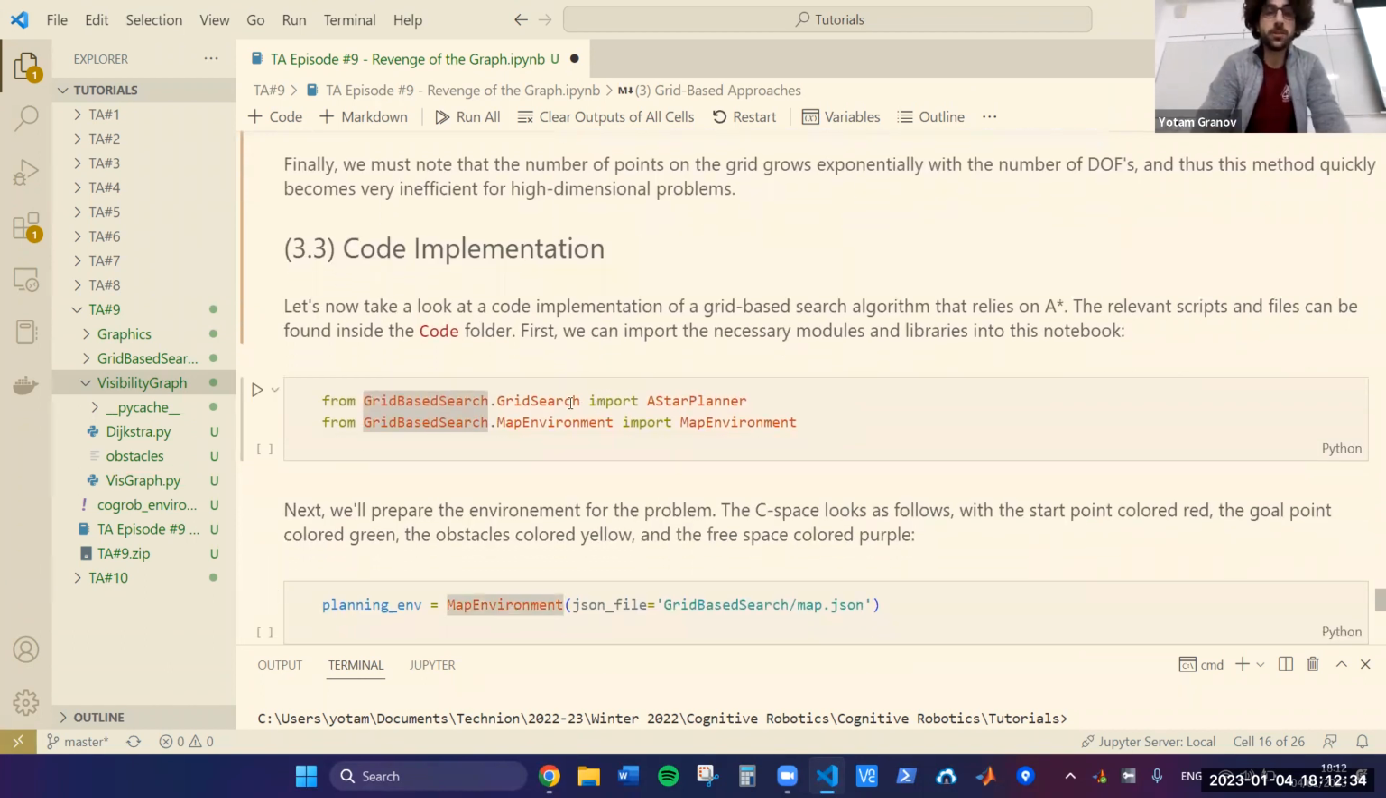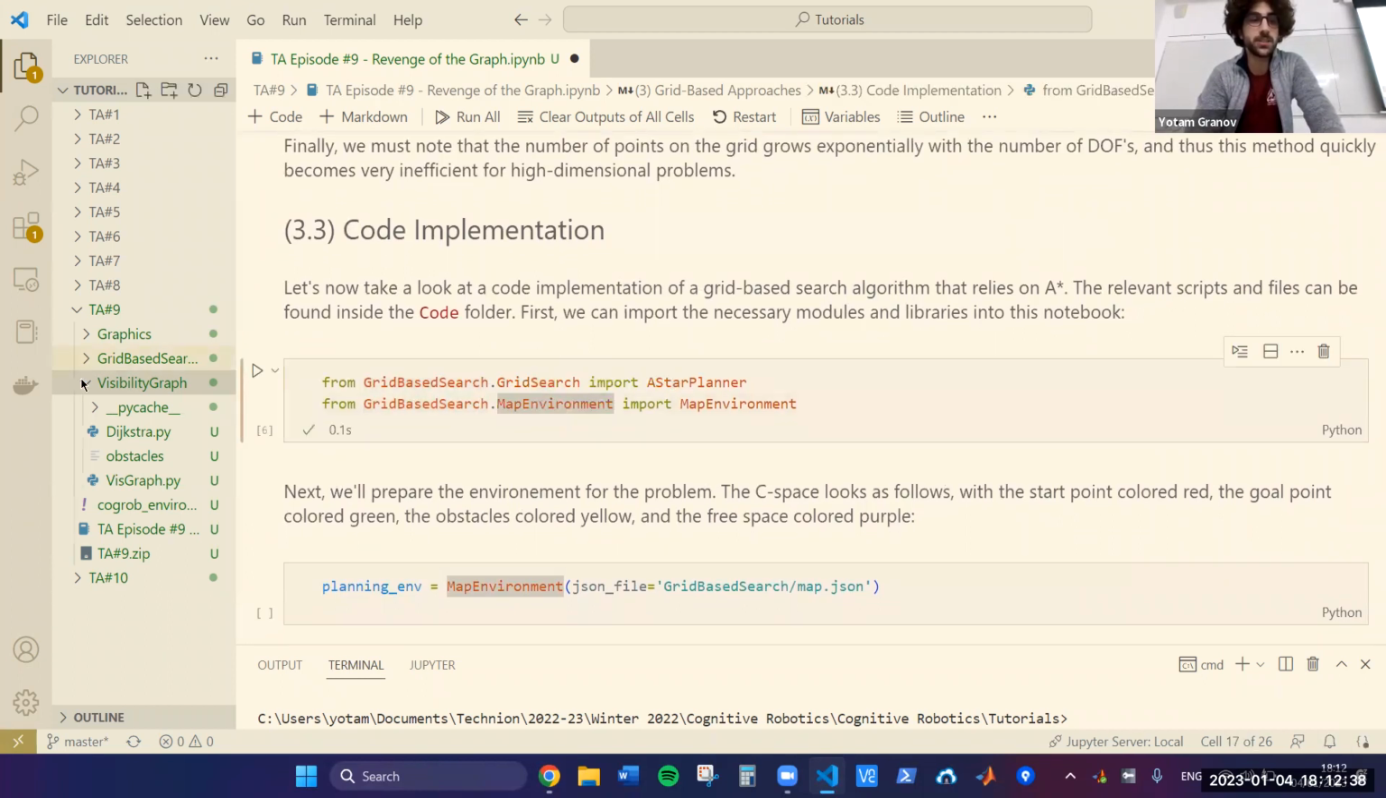So let's look at a code implementation just for the 2D case. Again, it's here in this grid-based search folder. There should be 2 Python files here and a map file. The map file just allows me to draw the map.